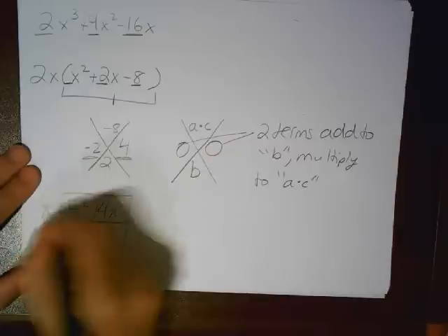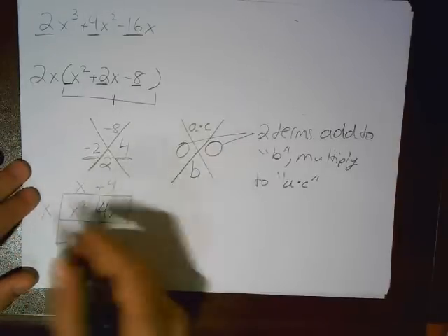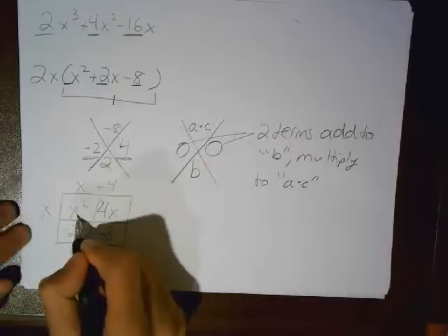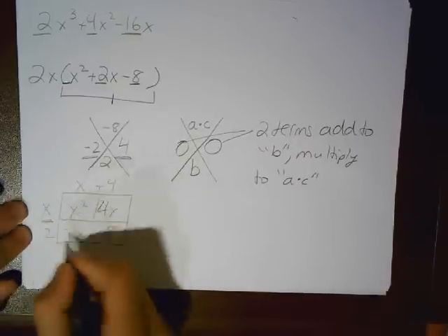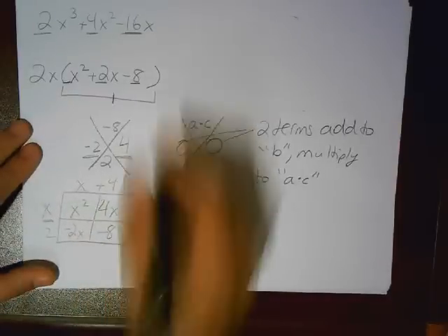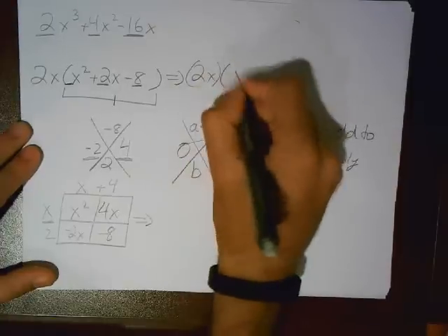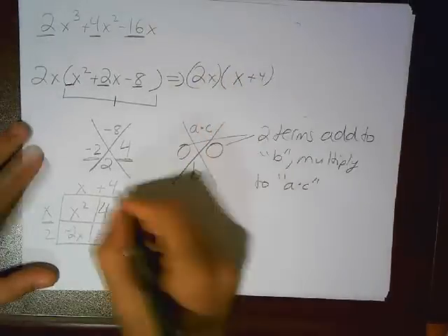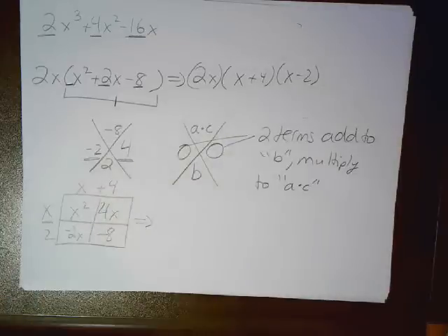And now you just say, okay, you have x and x times what? This has to be plus 4, because x times x is x squared, x times 4 is 4x, x times negative 2 is negative 2x, negative 2 times 4 is negative 8. So this means that this equals 2x times x plus 4, there's that, times x minus 2, there's that.